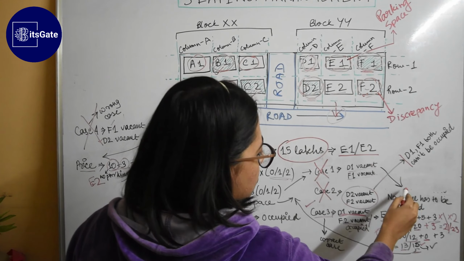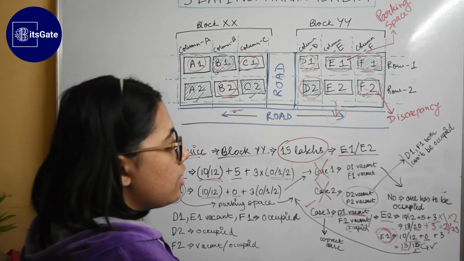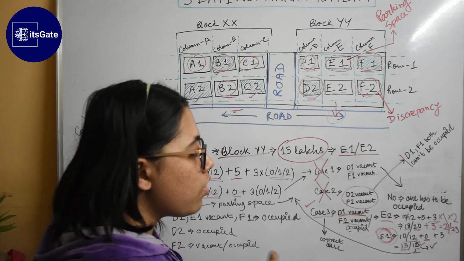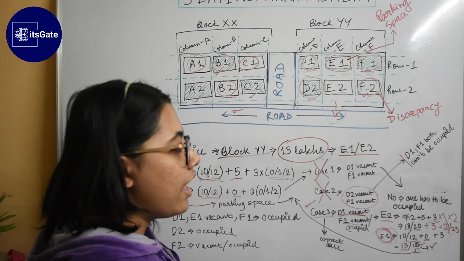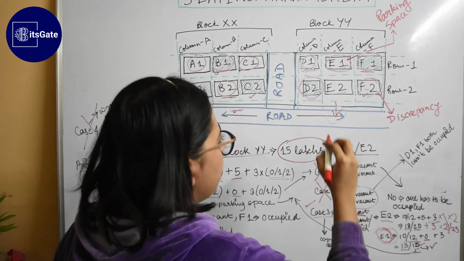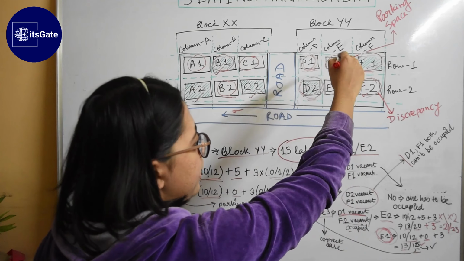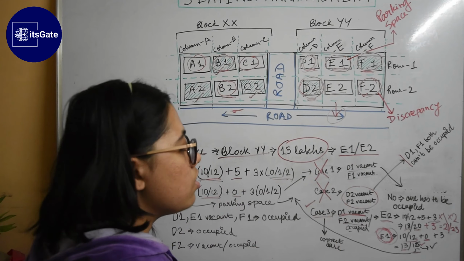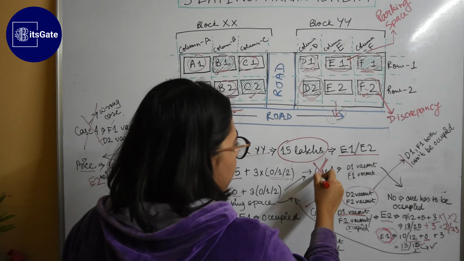This is not possible because it was given that in row 1, at least one house has to be occupied in both block XX and block YY. So if D1 and F1 are vacant, E1 is already vacant, so there are no occupied houses in row 1 in block YY. So this case is invalid.